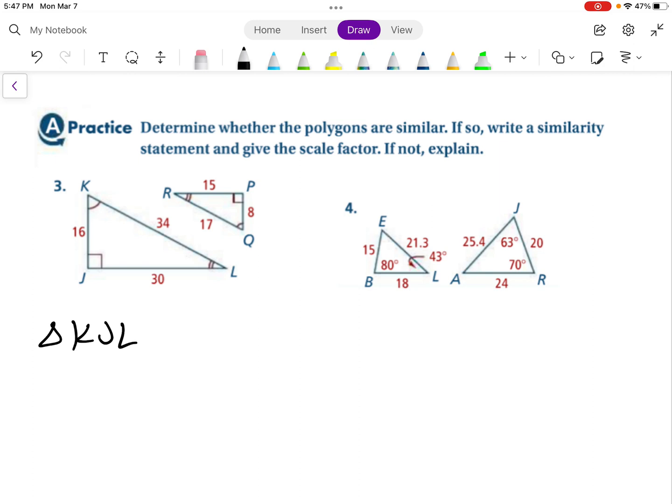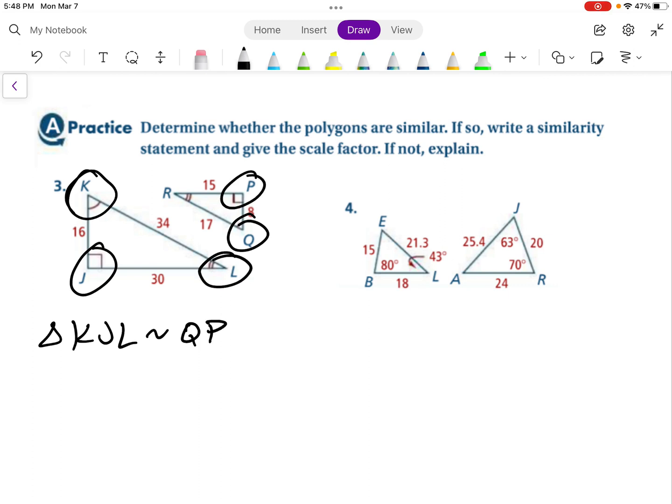Triangle KJL is similar to, and you don't have to go in the order KJL. What does matter is that K has to go with Q. So if K came first, then I'm going to have to put Q first. Then I went to J, which is the right angle. So that would be P. Then I went to L, which is the last one there. Oops, sorry. So I went to L on the first triangle. So this one would be R goes with L.